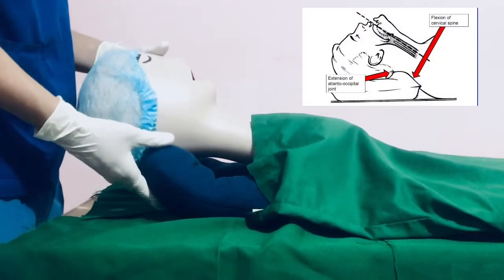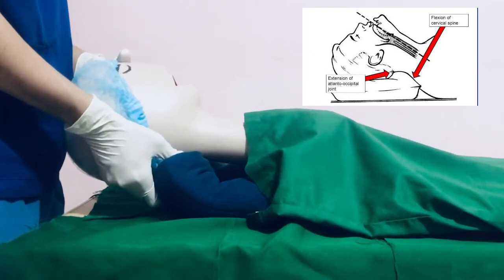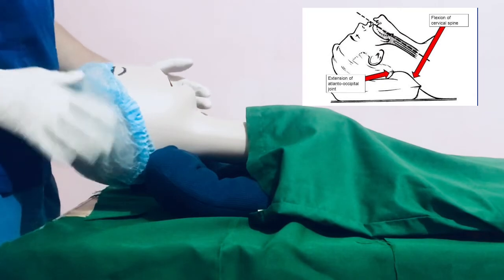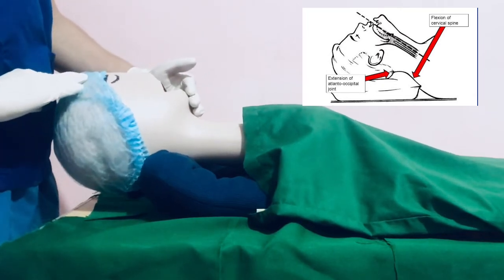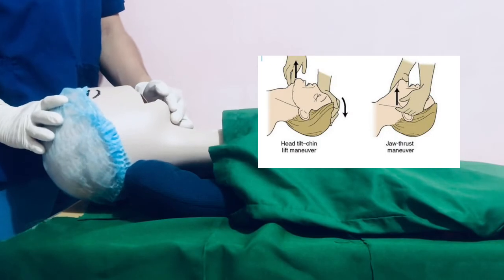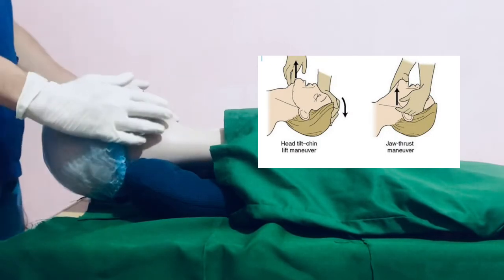Position the patient in a sniffing position by placing a towel or pillow under the head and by extending the neck to obtain a good line of vision of the oral, pharyngeal, and laryngeal axis. Suction secretions that may obstruct the patient's airway. Perform a chin lift and jaw thrust maneuver to displace the tongue anteriorly.